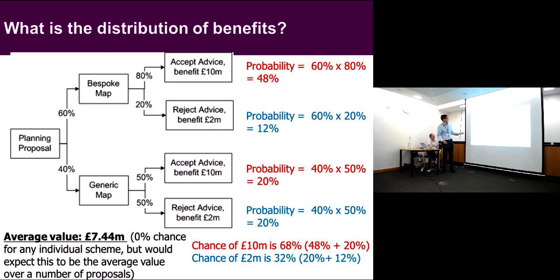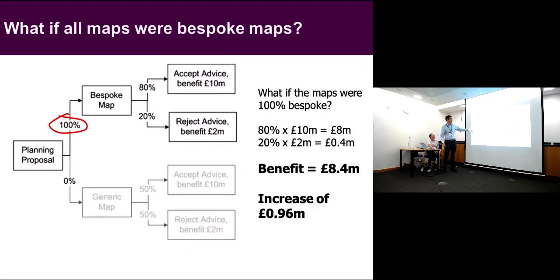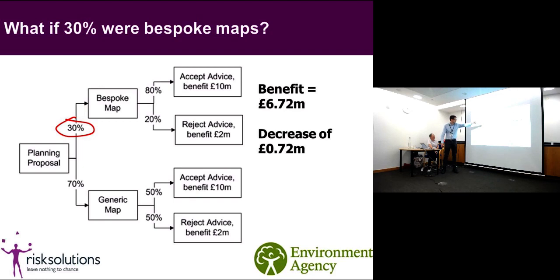So if you do scenario analysis with that, you could say, well, what if we had all bespoke maps? We did everything, so we actually invested some money, 100% bespoke maps. Well, you can see the benefit increases by about £1 million up to 8.4. Or you could say, what if that fell down to 30%? You have a decrease of 0.72. So that's basically it.